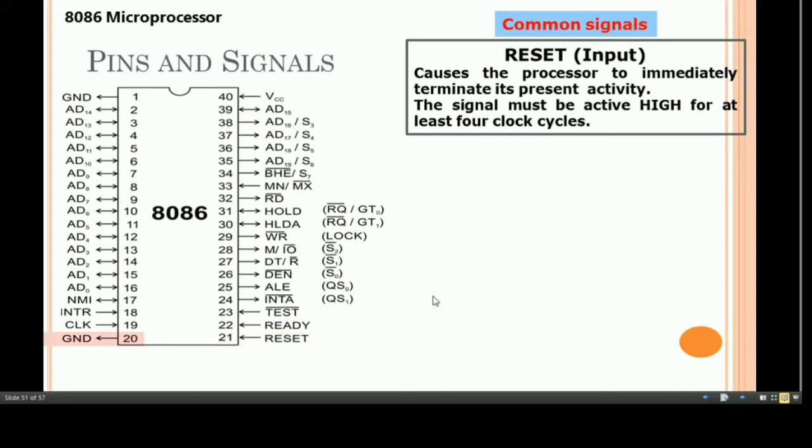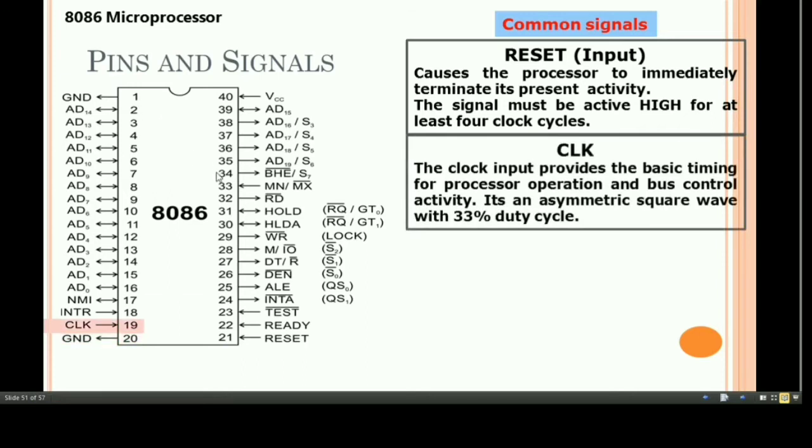Next is ground. In the 8086 there are two ground pins, pin number 20 and pin number 1. Next is the clock pin. Pin number 19 is the clock pin. The clock input provides the basic timing for the processor operation as well as for the bus control activity.